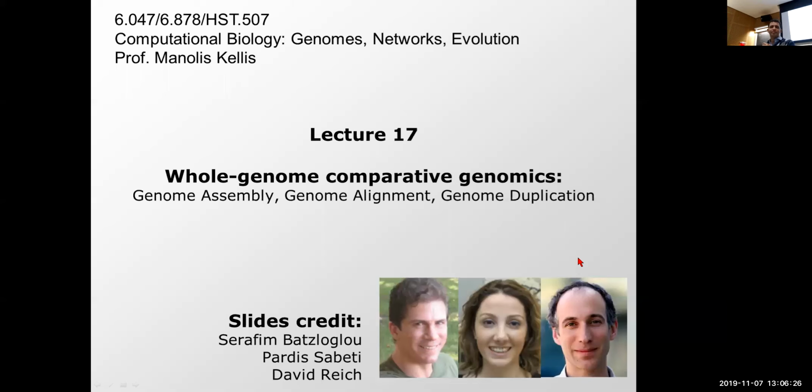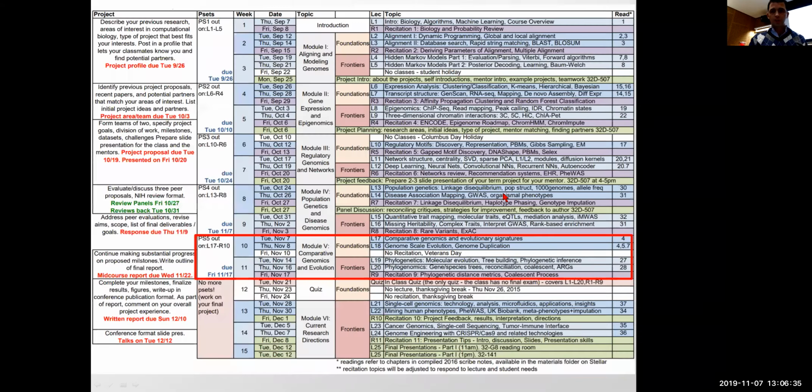All right, welcome everyone. Today we're going to be talking about whole genome comparative genomics, and specifically genome evolution. So here we are in the second lecture of module 5. On Tuesday we talked about comparative genomics and using evolution to understand genomes. Today we're flipping this around and we're using genomes to understand evolution.